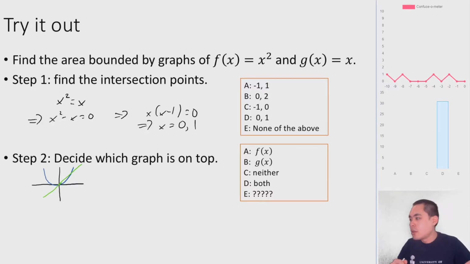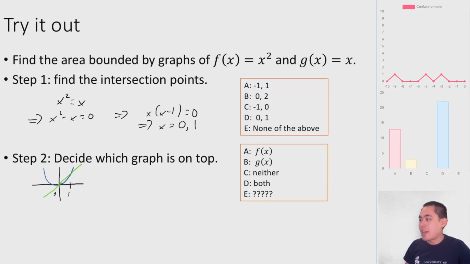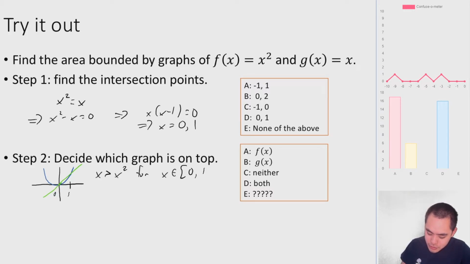So we need to decide which graph is on top, and you'll note that in this region between 0 and 1, the g of x equals x graph is actually on top. And so B is actually the correct answer here. So x is greater than x squared for x in this interval between 0 and 1. Also, you can check that f of 0.5 is equal to 0.25, which is less than g of 0.5, which is equal to 0.5.